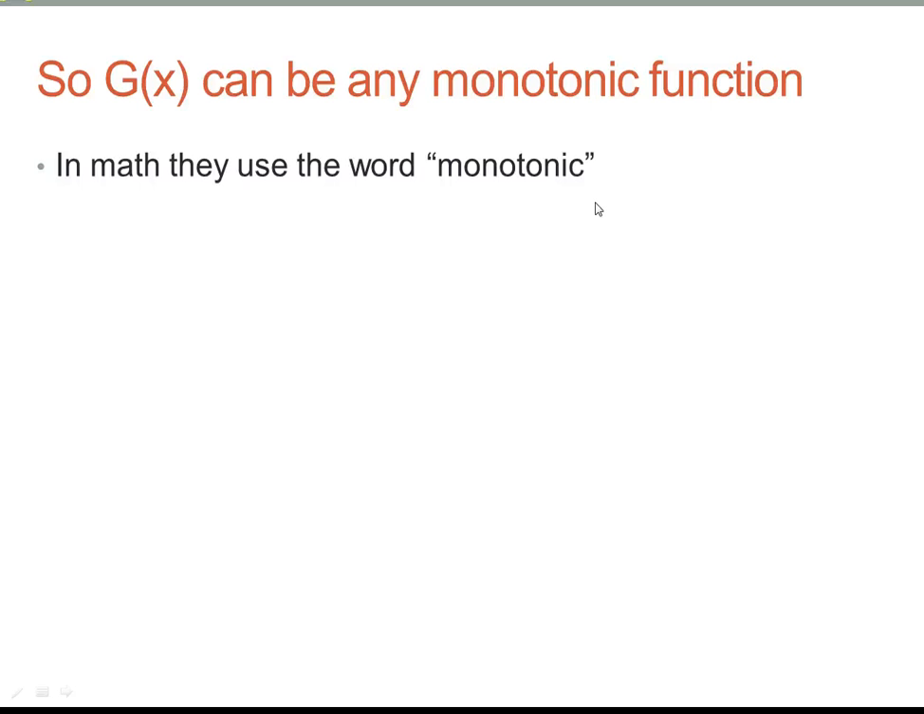Okay? So g can be what's called any monotonic function. A monotonic function is just the word they use in math for something that's either always increasing or always decreasing. It's a one-way function. It's always going up or always going down, but not going up and down. That's called monotonic.